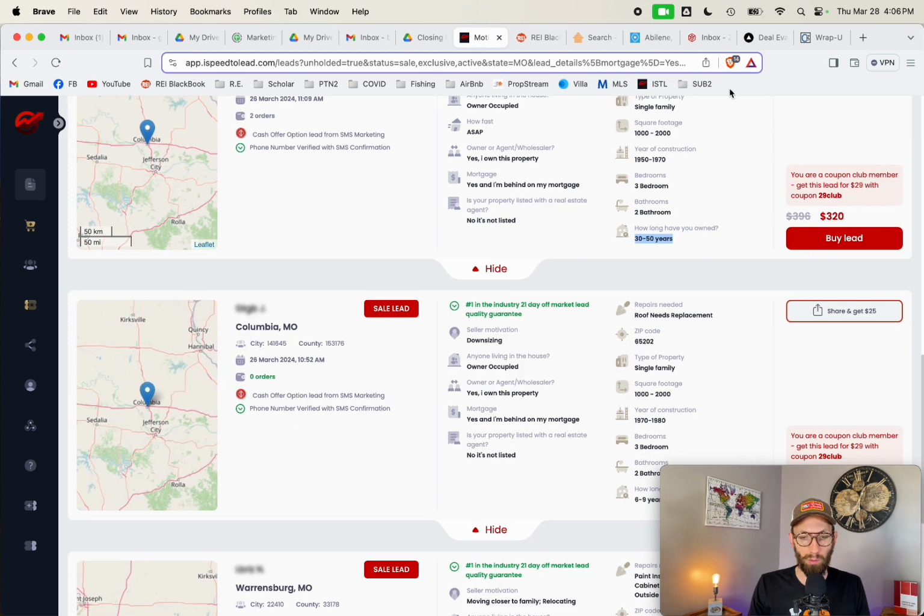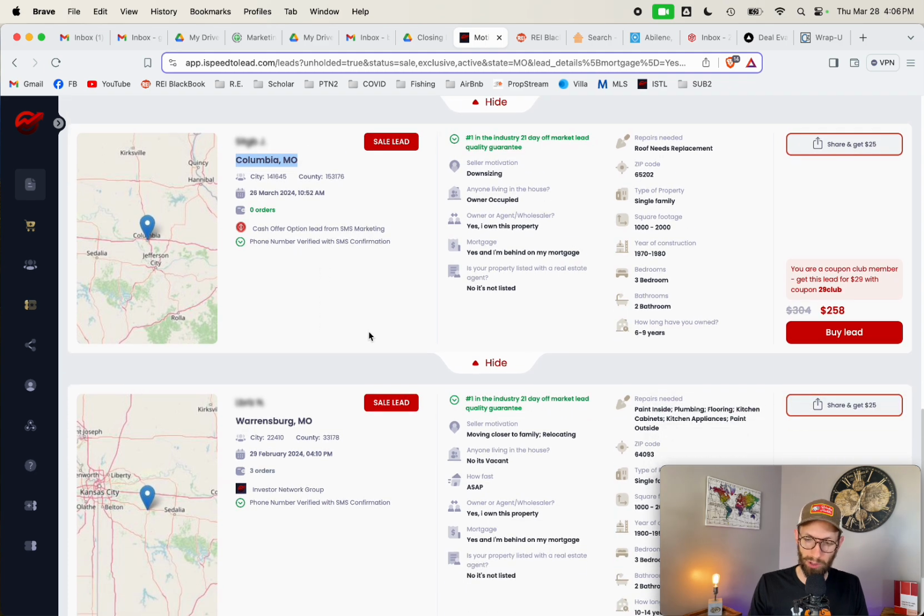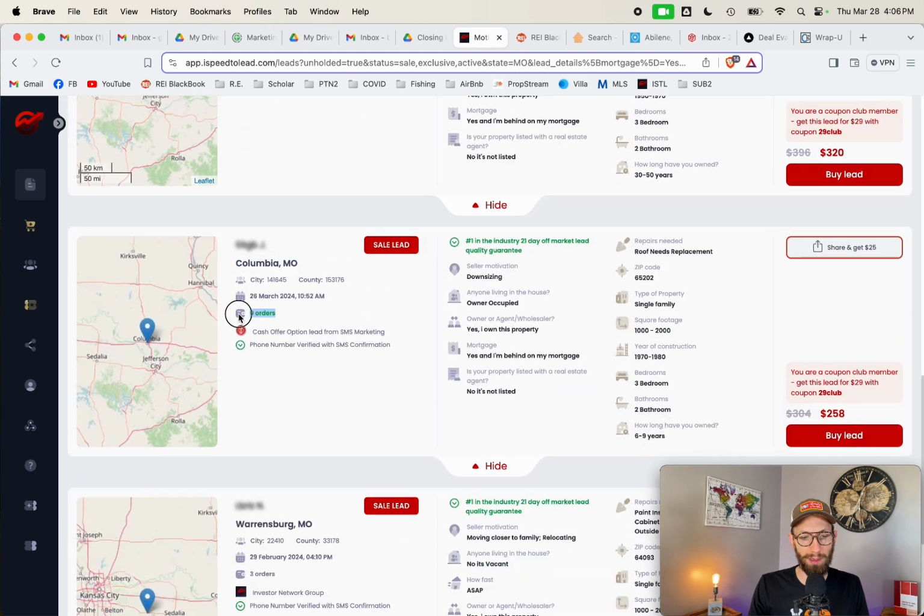So that would be one lead you could purchase. I like this one here a little bit more, also in Columbia, Missouri. Nobody has ordered it yet. I like that I can see I'd be the first person to reach out to them. They're downsizing. It is owner occupied. They are the owner and they're behind on their mortgage.